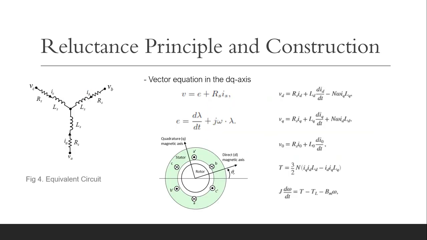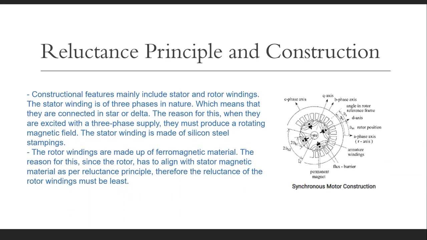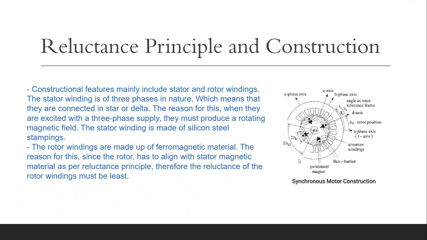As with various AC motors, for the synchronous reluctant motor we also have the voltage and current equations. Figure 4 shows the equivalent circuits of the three-phase machine, and on the left side are the voltage and torque equations, and this is the construction of a synchronous machine.